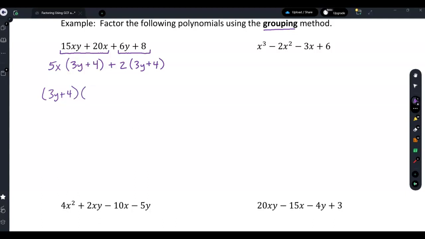If I take this first half and divide it by 3y plus 4, the 3y plus 4 cancels and leaves me with 5x. If I take this second half and divide it by 3y plus 4, the 3y plus 4 cancels and leaves me with positive 2. And that is my factored answer.